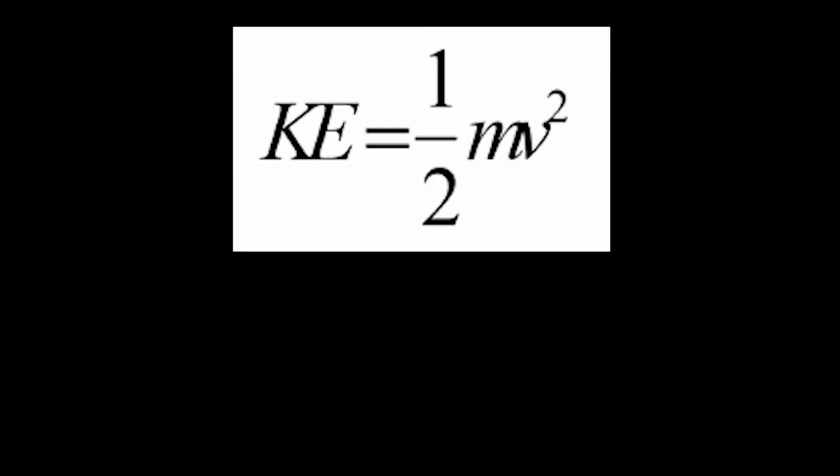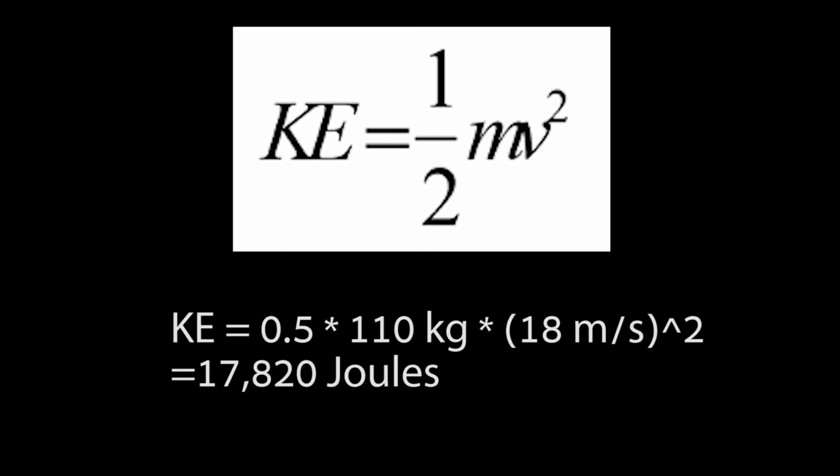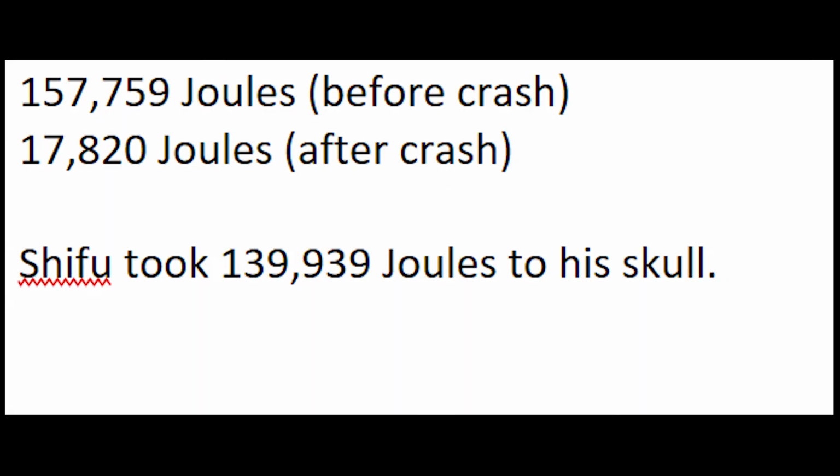We can plug this into the equation, which is 1/2 times 110 kg multiplied by 18 meters per second squared, which we get a total kinetic energy of 17,820 joules. This is the amount of energy left after the crash. So we can subtract this number from the initial 157,759 joules, which is the kinetic energy of the flight, and we get a remaining energy of 139,939 joules of energy. This is how much energy that the roof takes out of the fall.